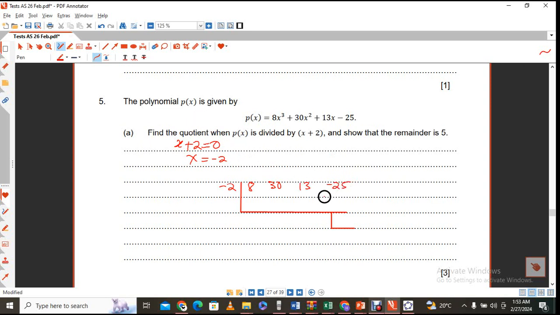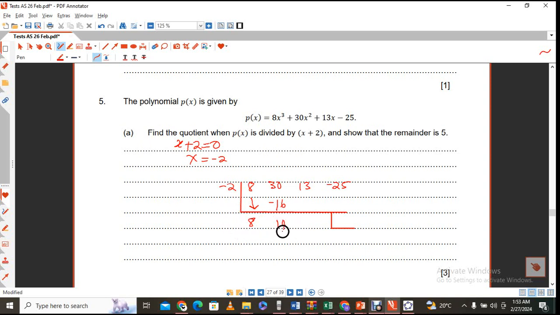Okay, so the first step is to bring this 8 down. When you do so, multiply 8 times negative 2, well, that's negative 16. And when you are now adding, you're going to get 14.